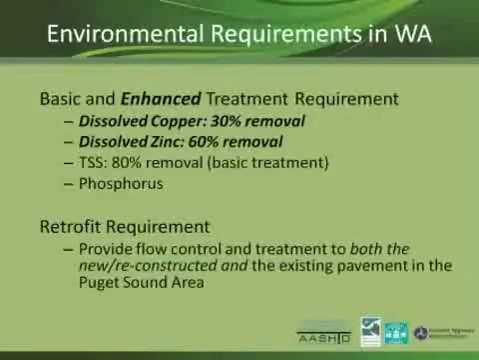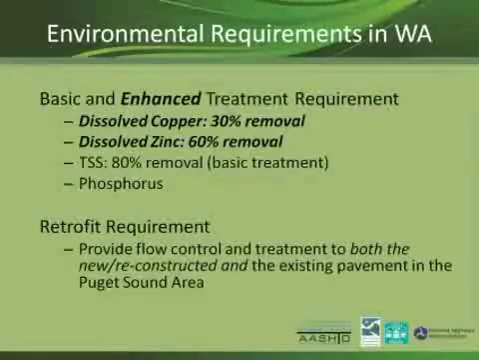So in Washington, basically we have two types of treatment BMP. We have a basic treatment BMP, and also an enhanced treatment BMP. The basic treatment BMP is mainly focused on TSS removal, so we can remove 80% of the sediment. That would be good. The enhanced treatment BMPs mainly focus on dissolved metals, namely copper and zinc. To qualify for enhanced treatment, the BMP has to be able to remove at least 30% of dissolved copper and 60% of dissolved zinc. In some other locations we are required to remove phosphorus and oil also.